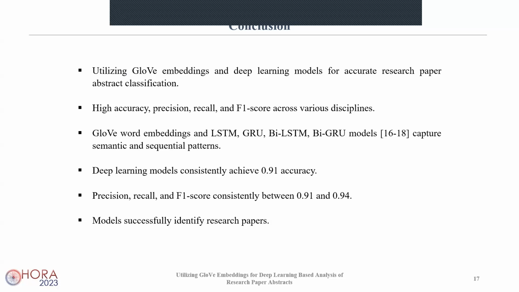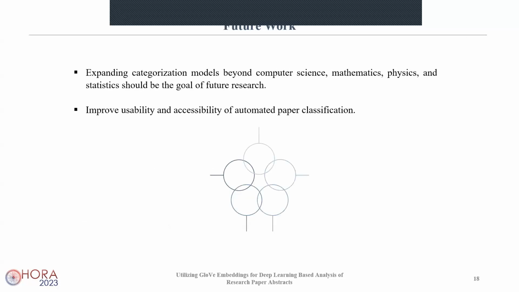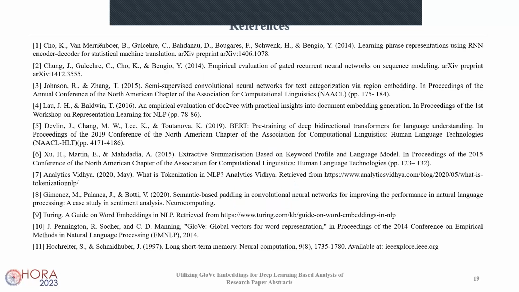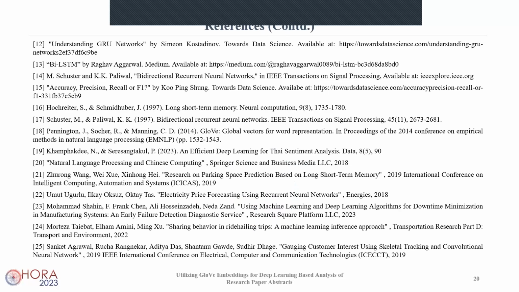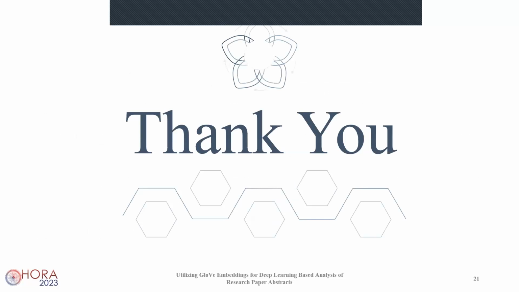various disciplines. In the future, our goal is to expand categorization models beyond computer science, mathematics, physics, and statistics, and also to improve the usability and accessibility of automated paper classification. The aforementioned references are employed within our study. I'm now open to any questions you may have regarding our research paper.